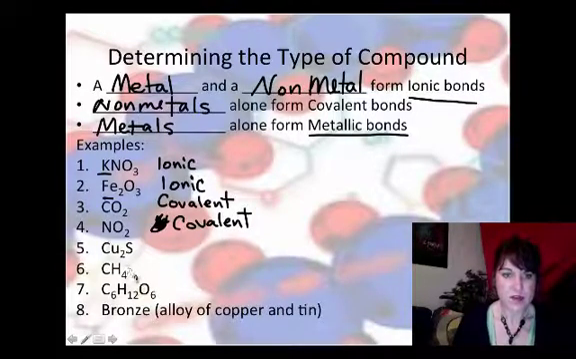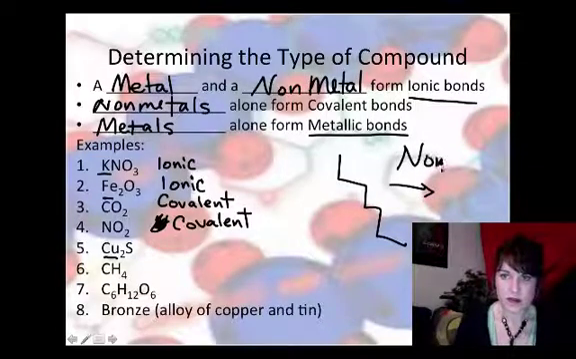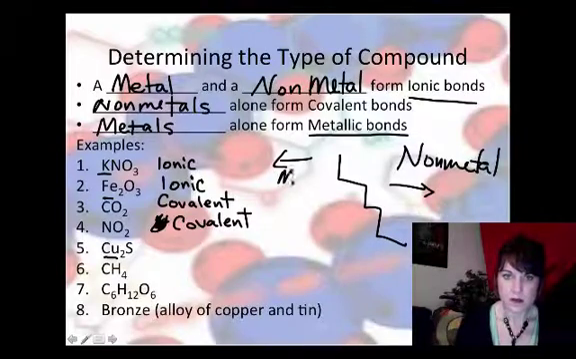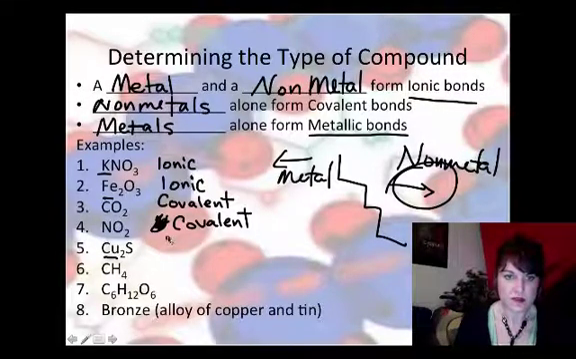Number 5 is copper sulfide. We all know copper is a metal. Look on your periodic table if you're not sure about sulfur. You're looking for the staircase thing. Anything to the right is a nonmetal, and anything to the left is a metal. So, find sulfur. It's over on this side of the nonmetals, so that makes this ionic.